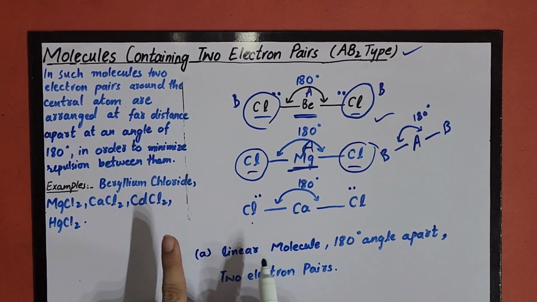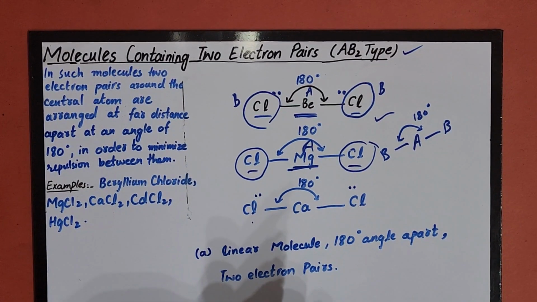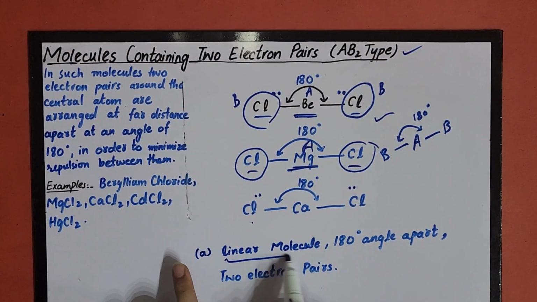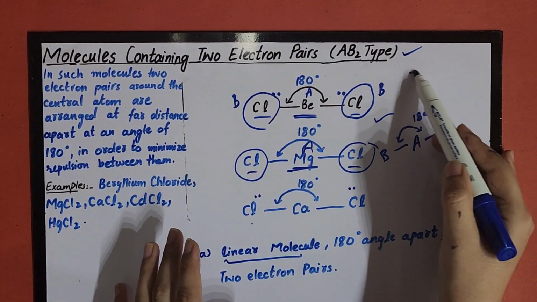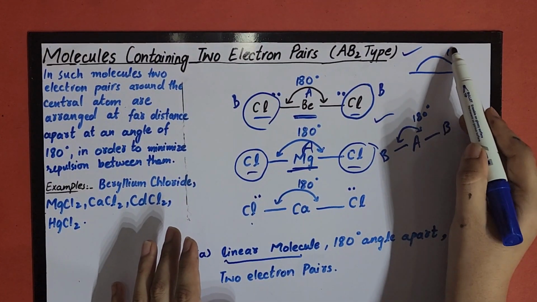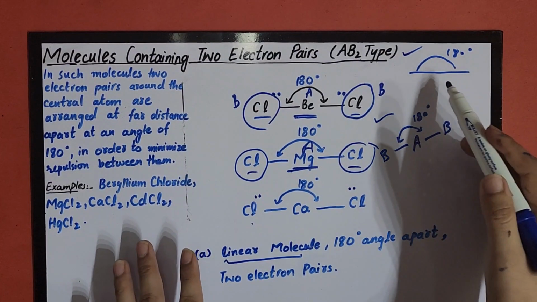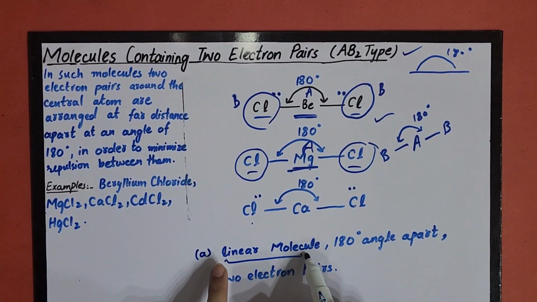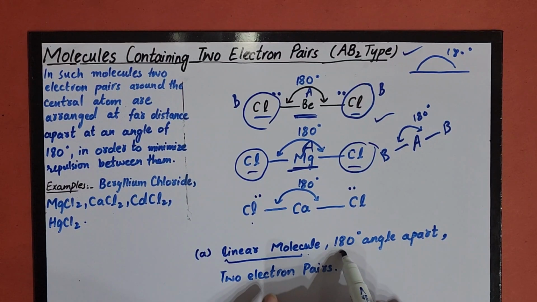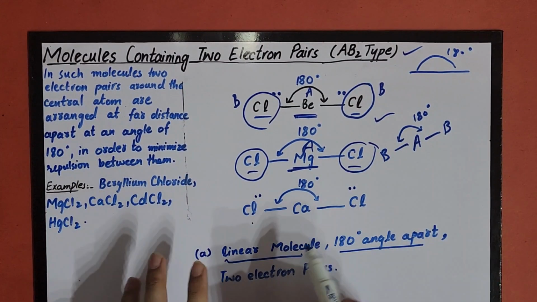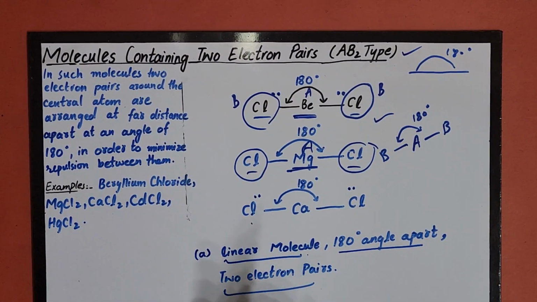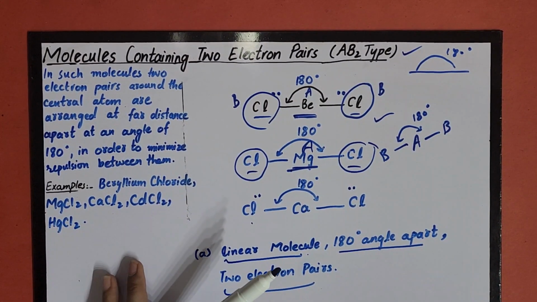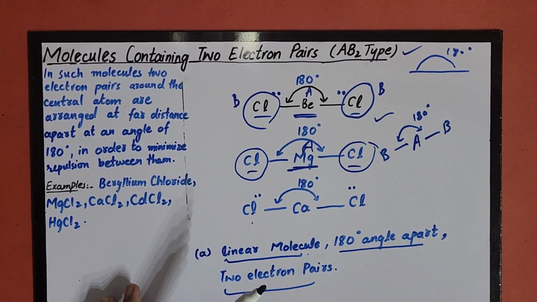So what are the basic points? It has a linear geometry or linear structure. You can see this is in a line, so the angle is 180 degrees. So this is called the linear structure, linear geometry, and it has a 180 degree angle apart from each other, and there are 2 electron pairs. Alright, so this is the AB2 type molecule. So next is the AB3 type molecule.